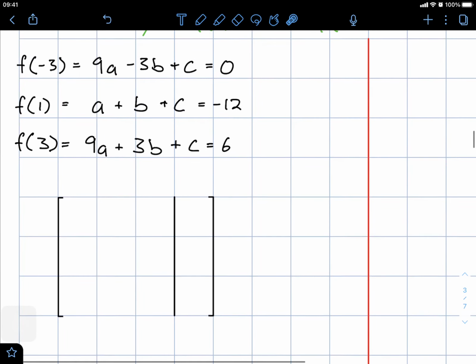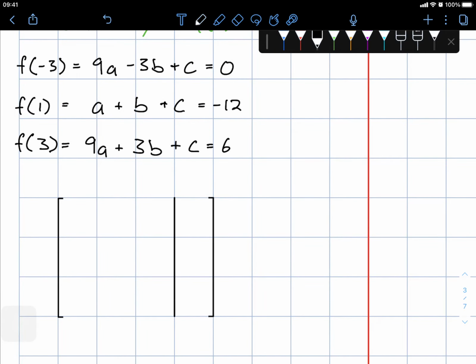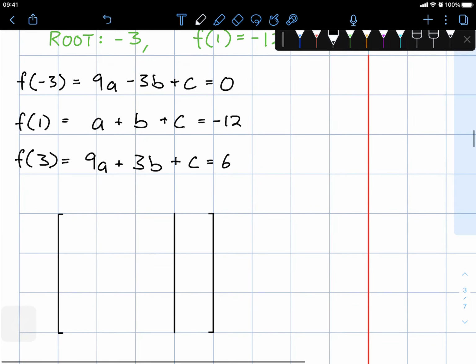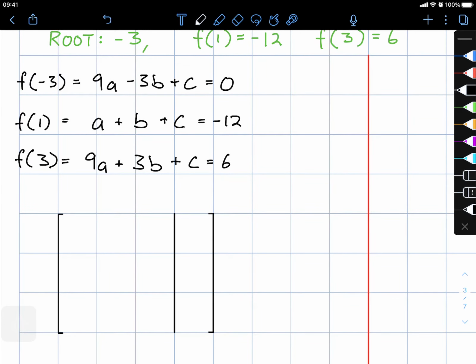This is now a system of equations with 3 variables. We're going to be solving this using row echelon form, and to do this, we take the coefficients shown and we correlate them to the columns here. So it's going to be 9a -3b plus 1c is equal to 0.